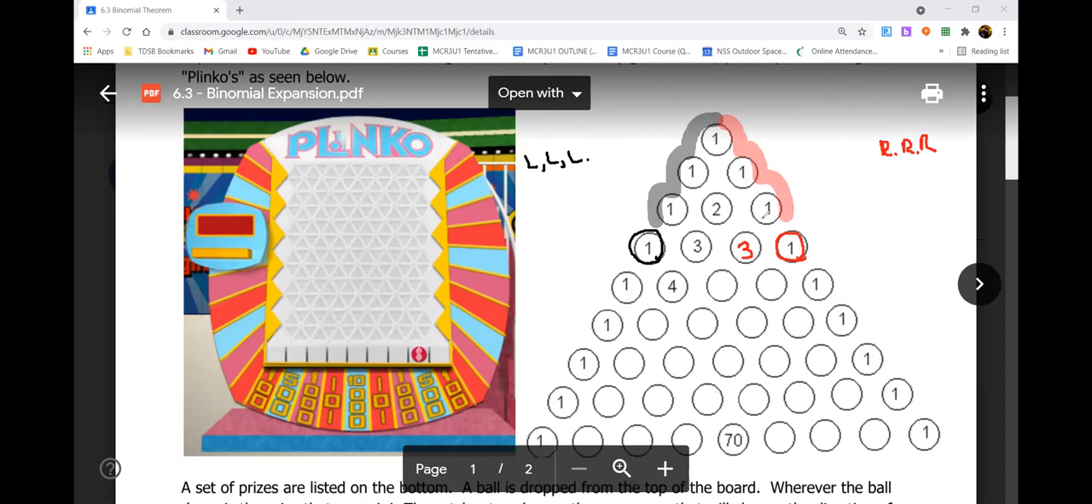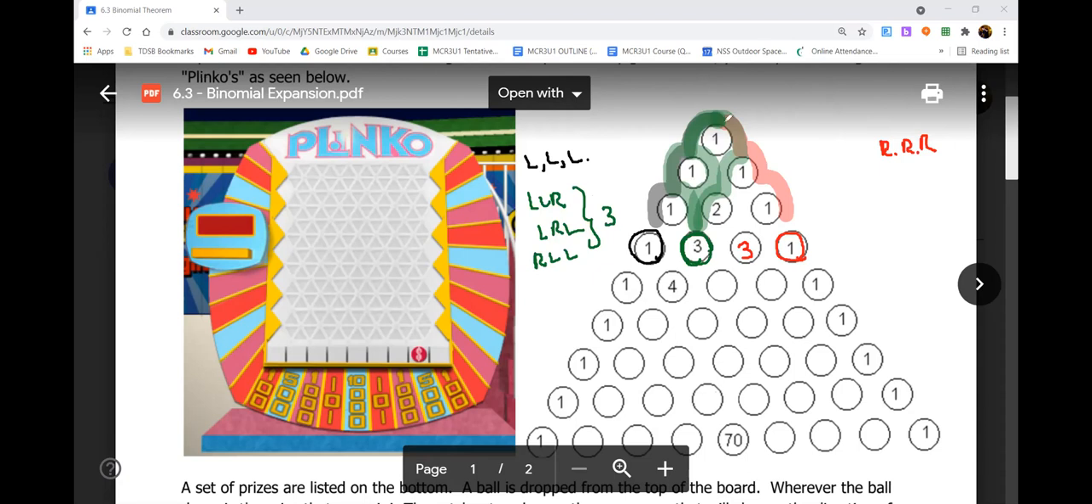But the 3's in the middle, let's see if we can hammer out what the 3 pathways are. I'm going to use green. I can go left, left, and right. I can go left, right, then left. Or I can go right, left, and left. So there's 3 different ways I can get to this circle. And I think I've made my point.